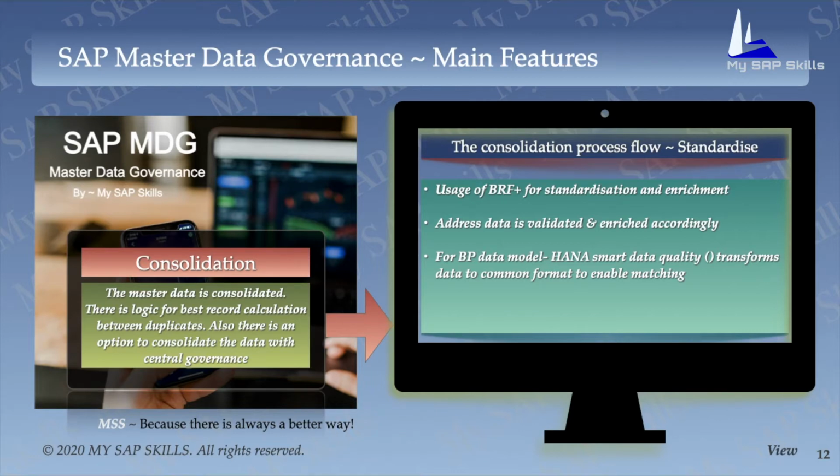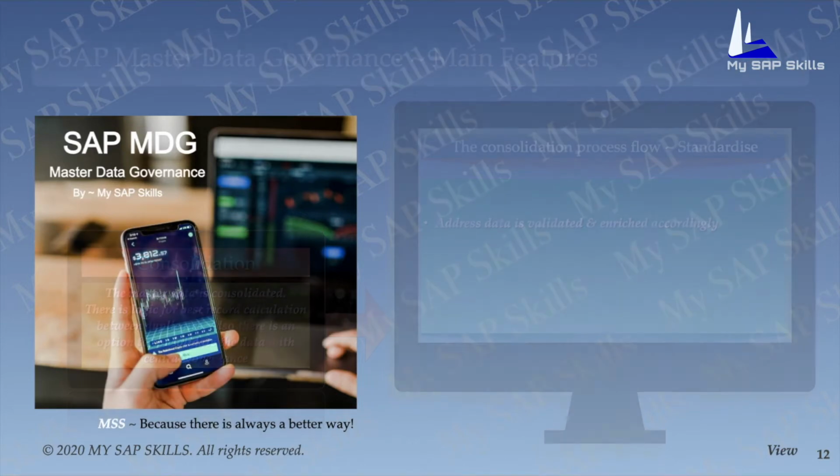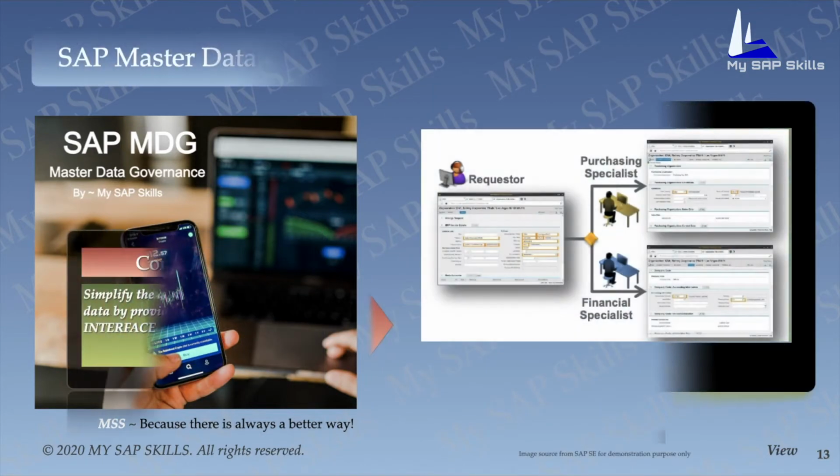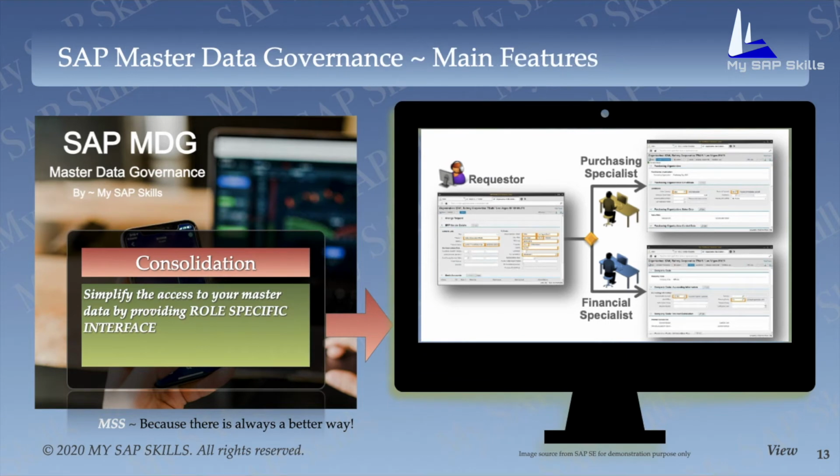Consolidation simplifies the access to your master data by providing a role-specific interface. A typical example you can see on your screen, where the requester makes the master data create or change requests, transferred to the respective authorized role-specific person only, to validate the relevant data. If it is purchase-related data, then it goes to the purchasing specialist. In case it belongs to finance data, then it goes to the finance specialist for the data validation. This secures the validation process.